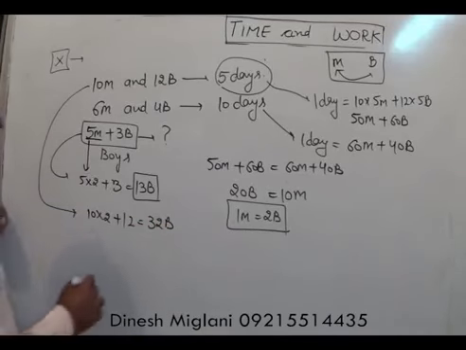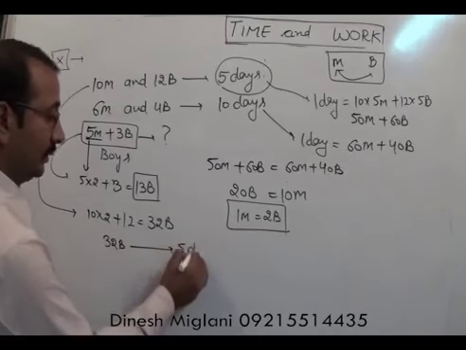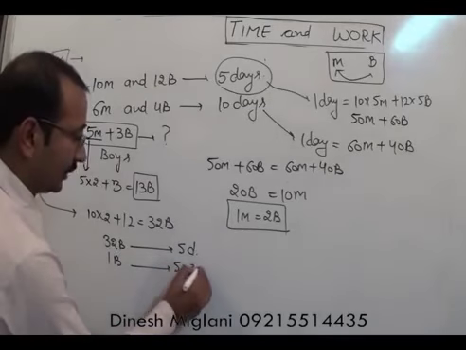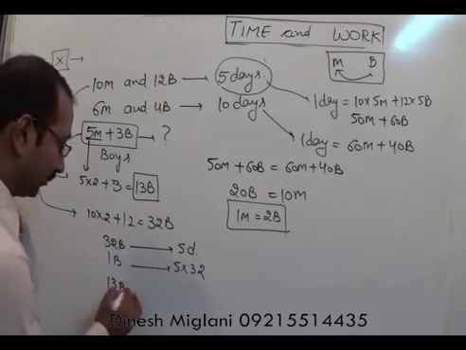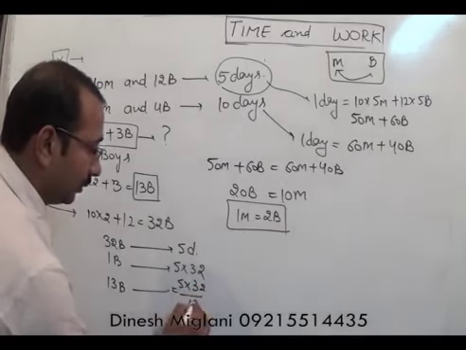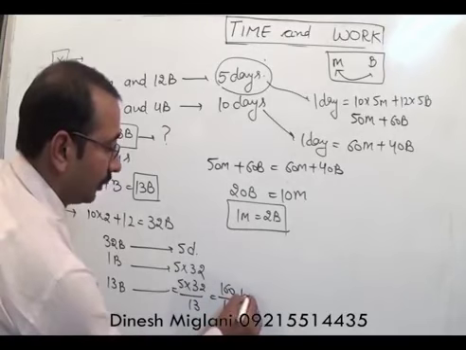The question is, 32 boys can do the work in 5 days. 1 boy can do the same work in 5 into 32 days. And how much I got here? That is equal to 13 boys. 13 boys will take 5 into 32 by 13, or our answer is 160 by 13 days to do the work.